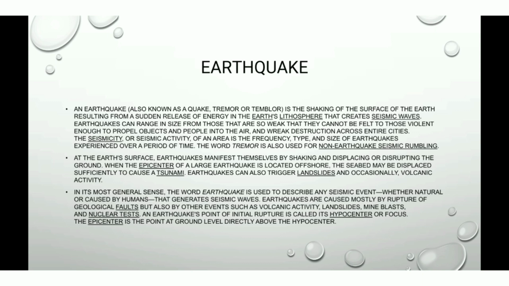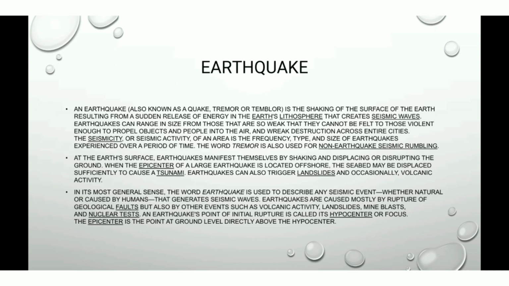An earthquake is the shaking of the surface of the earth resulting from a sudden release of energy in the earth's lithosphere that creates seismic waves. Earthquakes can range in size from those that are so weak that they cannot be felt to those violent enough to propel objects and people into the air and wreak destruction across an entire city.